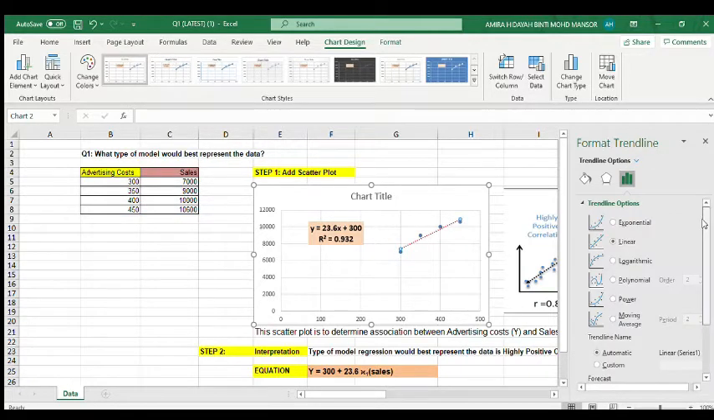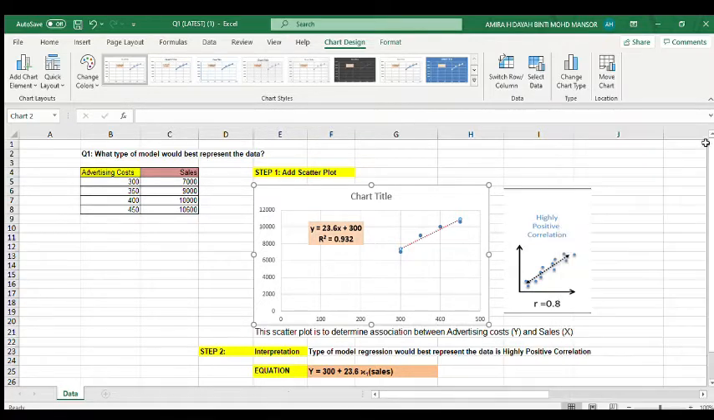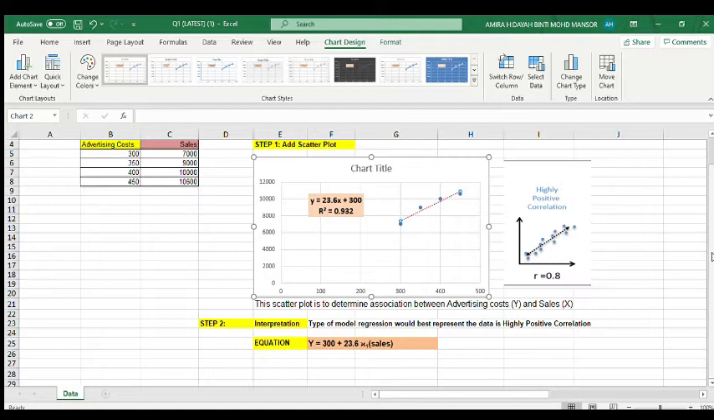Alright, and then we go to the top and click display equation on chart and display R-squared value on chart, and then we put it here. The scatter plot is to determine the association between advertising cost Y and sales X. Okay, step 2, interpretation.